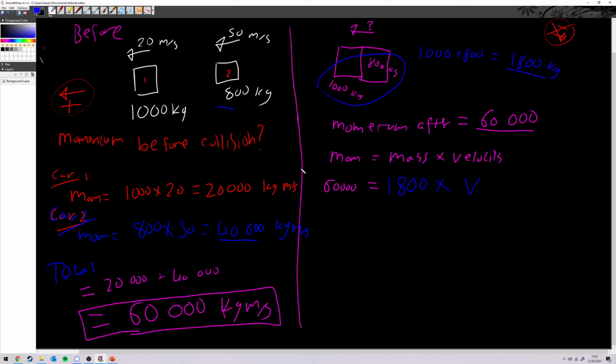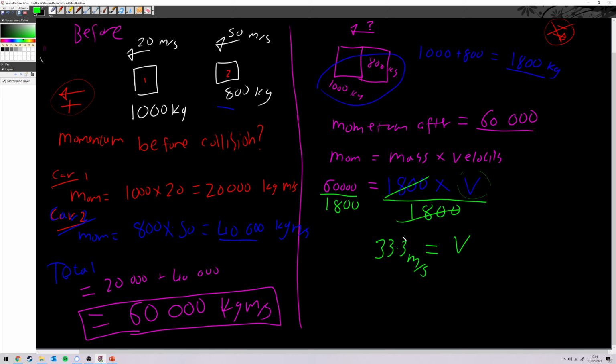So then, if I need to get V equals something, if I need to get V by itself, I have to get rid of this 1800. We have to do the inverse of times, so whatever the opposite of times is, that's divide. So I'm going to divide this side by 1800, and I'm going to divide this side by 1800. And then these two cancel out, and I'm left with V equals 60,000 divided by 1,800 equals 33.3 recurring meters per second.